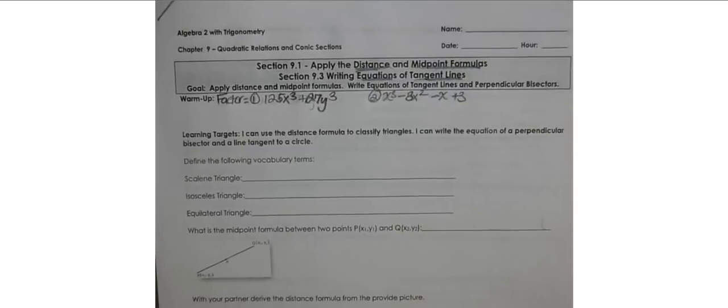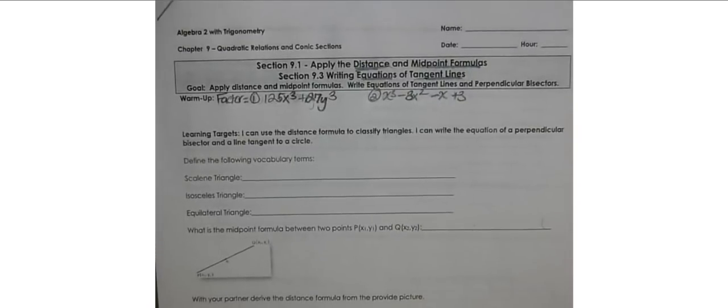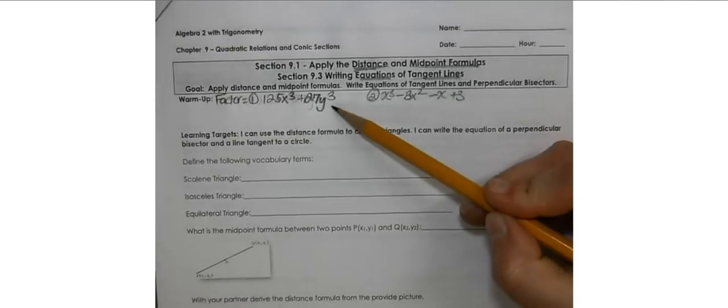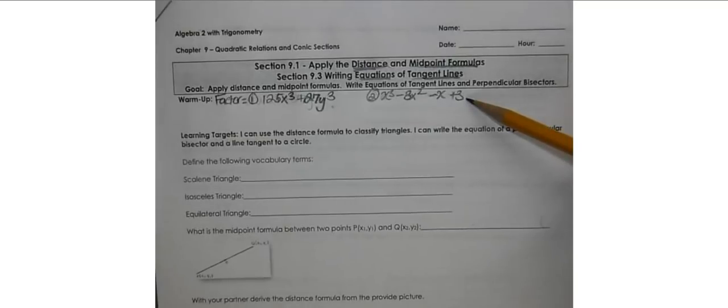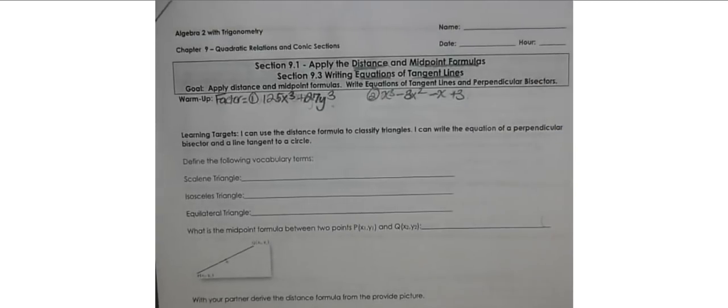Before we get started, though, I would like you to please go ahead and factor the following expressions. The first one is 125x cubed plus 27y cubed, and the second one is x cubed minus 3x squared minus x plus 3. Please pause the video and factor each of these on your own, and when you have an answer, please go ahead and restart the video and we will see how well you did.